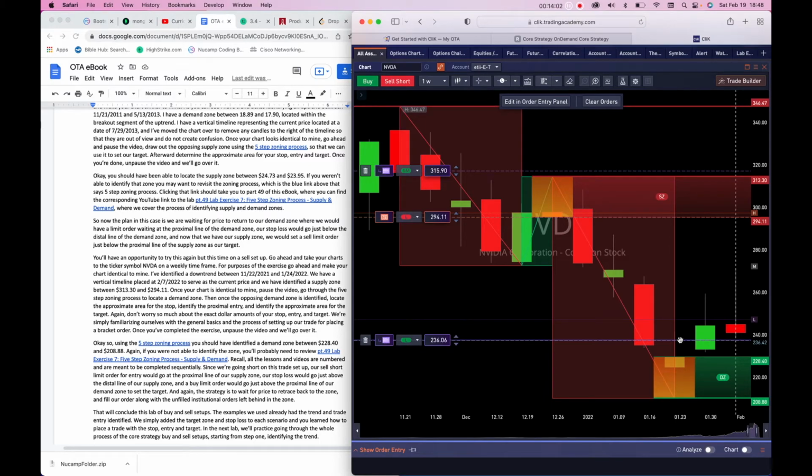Now in the next lab, we'll practice going through the entire process of the core strategy buy and sell setups, starting from step 1, identifying the trend.